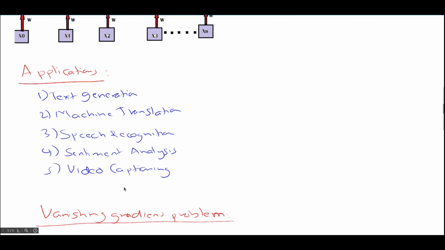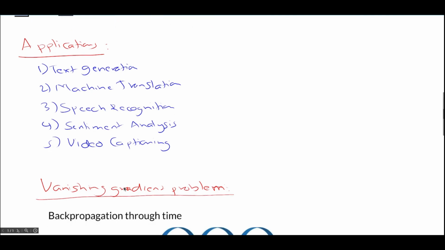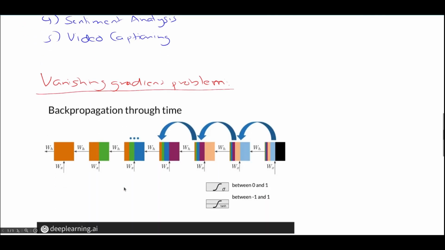Now, it's not all sunshine and rainbows. Vanilla RNNs have a pesky problem called the vanishing gradient. As the network gets deeper, meaning the sequences get longer, the gradient, or the signal that is used to update the weights, can become very small, making it difficult for the network to learn long-range dependencies.